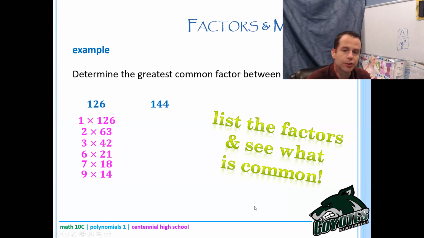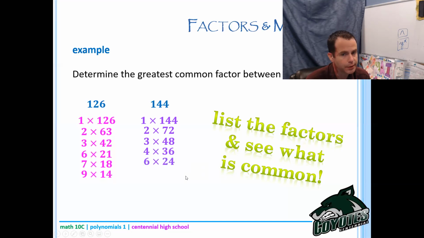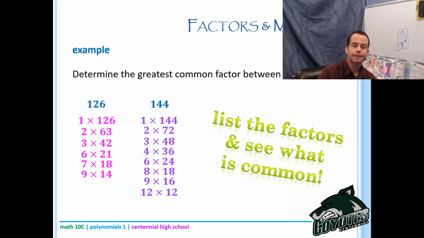Okay, so this is what you should have gotten. We had 1 times 144, 2 times 72, 3 times 48, 4 times 36, 6 times 24, 8 times 18, 9 times 16, and 12 times 12. So now I have here all the factors of 126. I have here all the factors of 144.